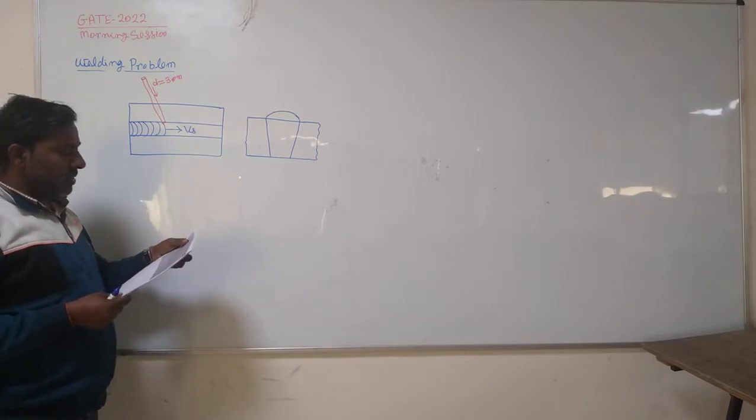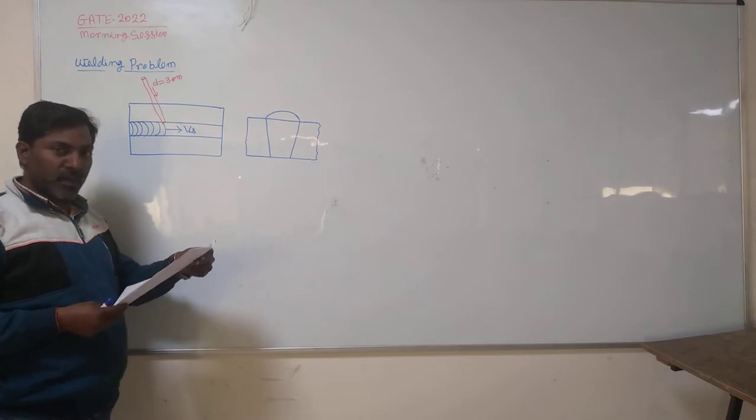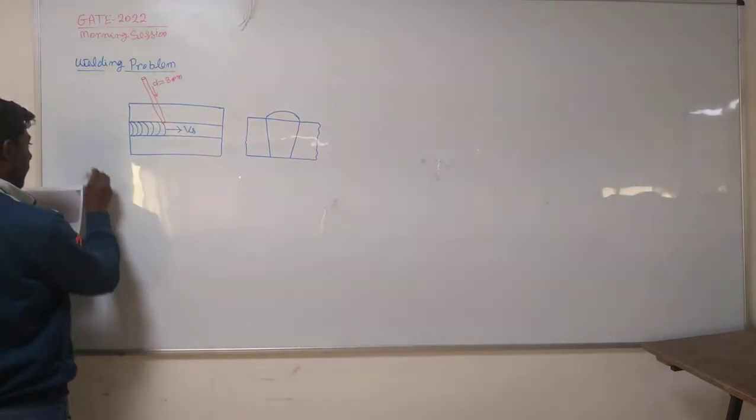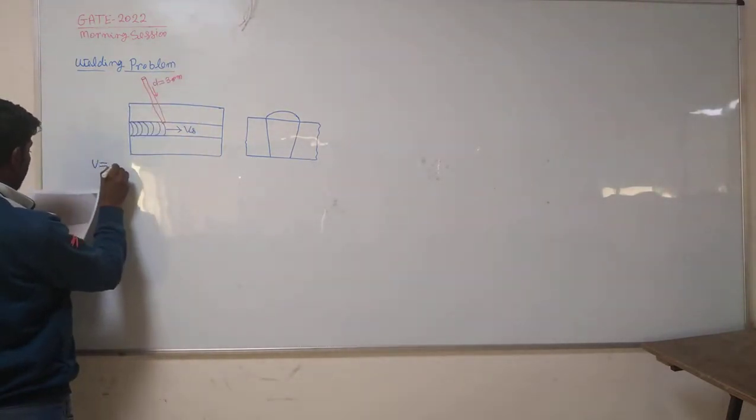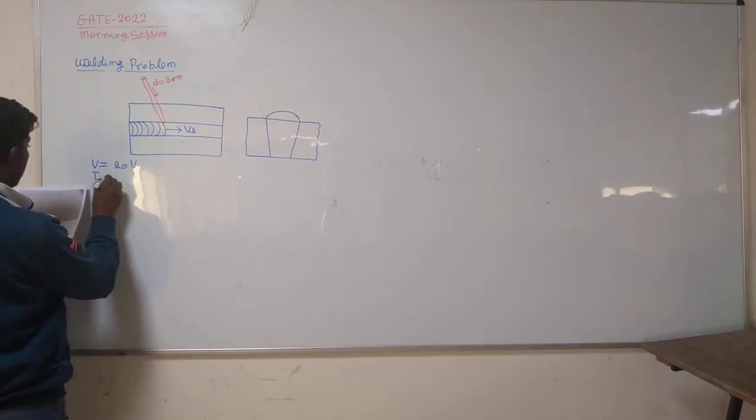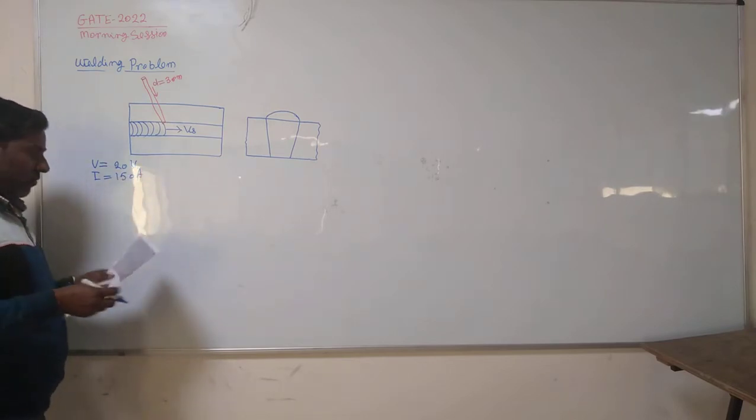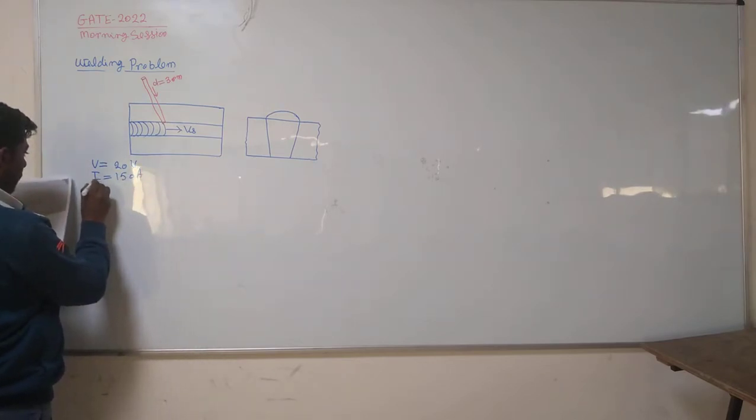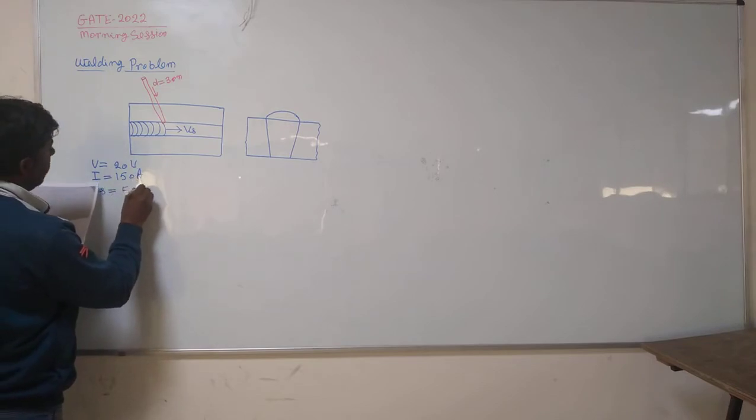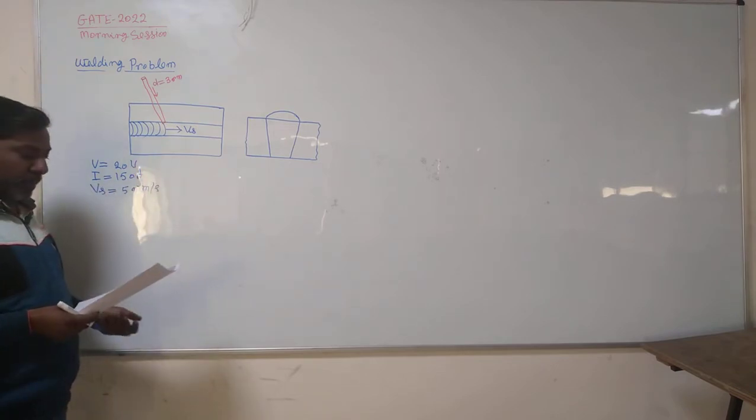By the gas tungsten arc welding process using the following welding parameters. So what are the welding parameters that are given? क्या दिया हुआ है? Welding voltage V is equal to 20 volt. Welding current I is equal to 150 ampere. And welding speed, let us denote welding speed by Vs, is given as 5 mm per second.